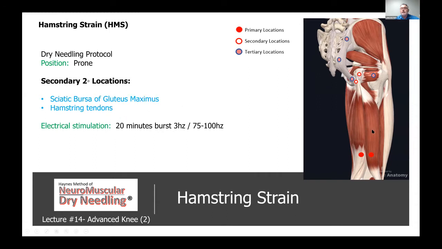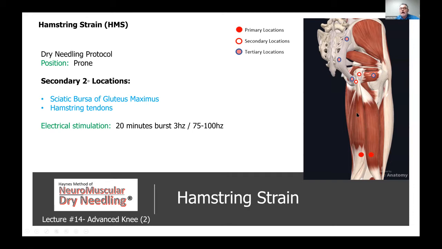That's with a distal hamstring strain. If it's more of a proximal strain, then here we would look at the sciatic bursa of gluteus maximus, then the hamstring tendons themselves. So when we went through our ligaments and tendons of the hip, we talked about the needling protocol for that. So we had reference back to that approach for the tendons of the hamstrings.